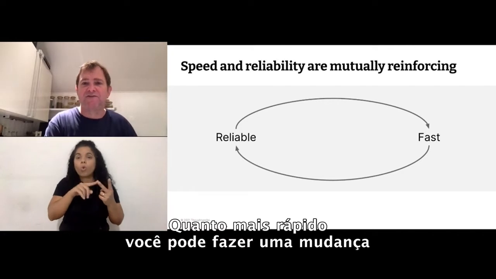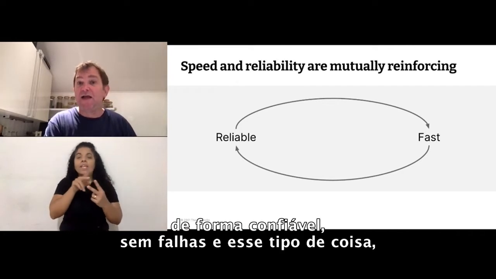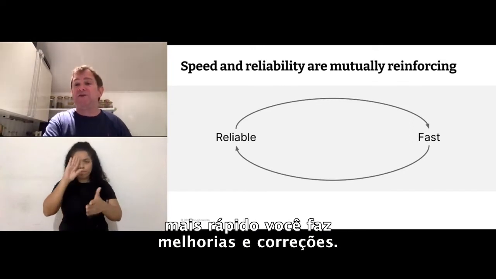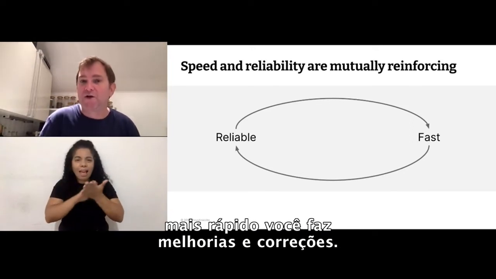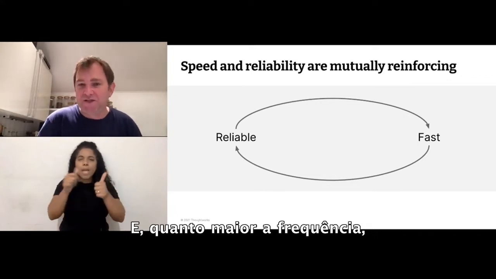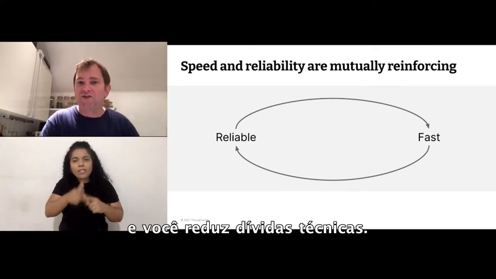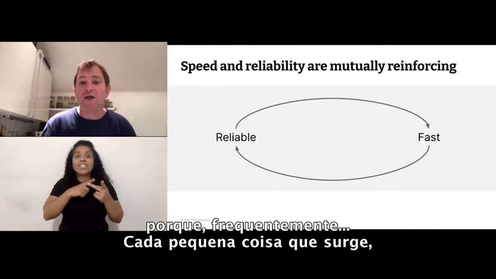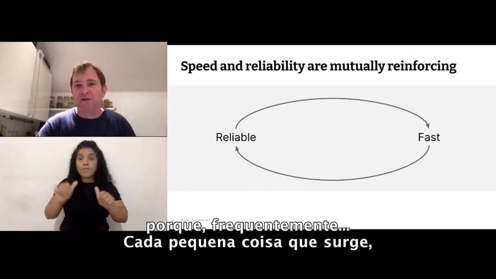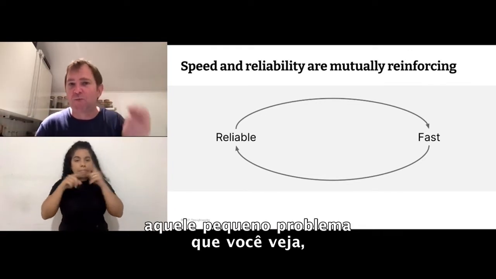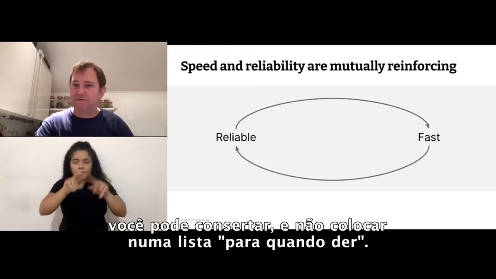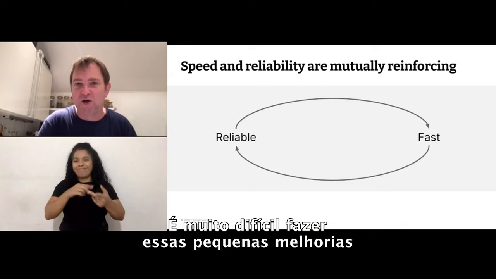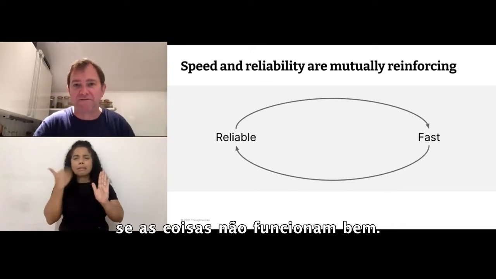So the faster you can make a change, and that you can make it reliably without having failures, and the faster you can make improvements, the faster you can make corrections, and the more often you can do these things, so that you can improve the quality of your system, you can reduce technical debt, you can have a higher level of quality in your system overall, because you are very frequently, every small thing that comes, that small problem that you might see, you can fix that rather than adding it to a list of things that we'll get to when we have time, because it's very difficult to make those small improvements if you don't have these things all working very well.